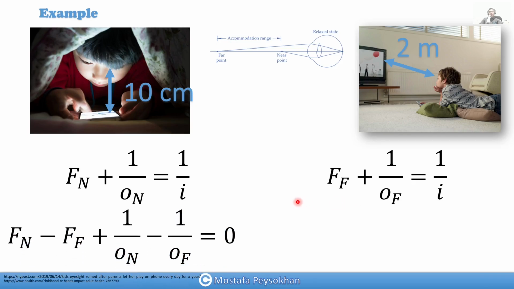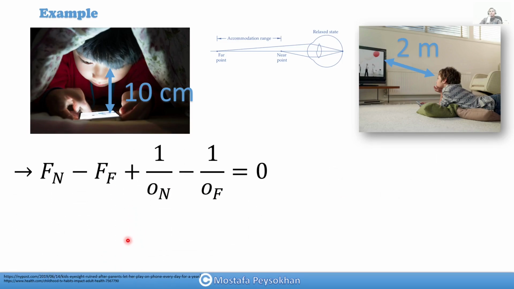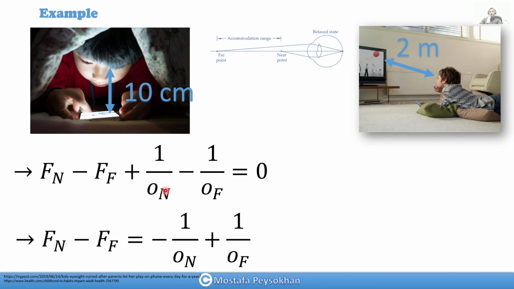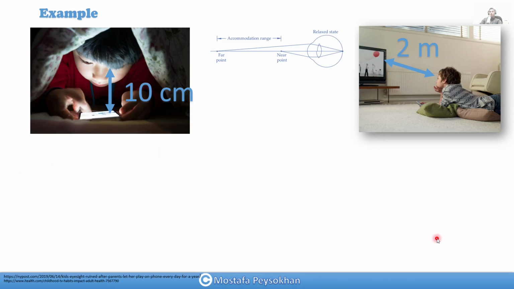Based on this equation, we subtract these two equations from each other, and then we have F_n minus F_f plus 1 over O_n minus 1 over O_f. Then we move them to the right, and that's the reason we have the negative sign, and a positive sign for 1 over O_f. So delta F, which is F_n minus F_f, is equal to this equation. We should keep in mind this equation has a negative sign, 1 over O_n plus 1 over O_f, if you want to memorize it.